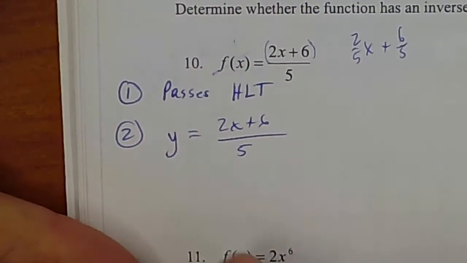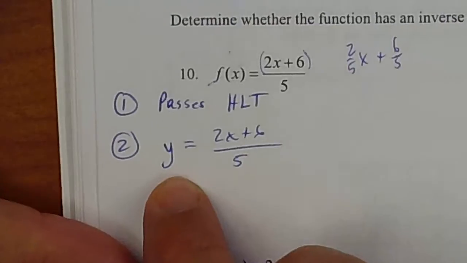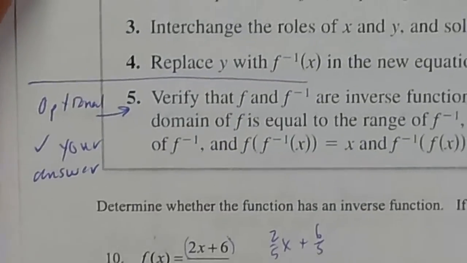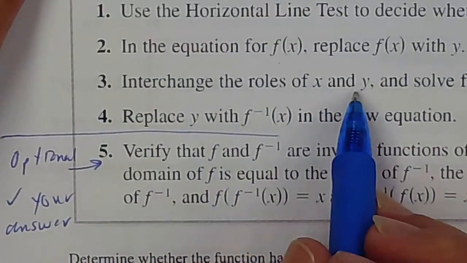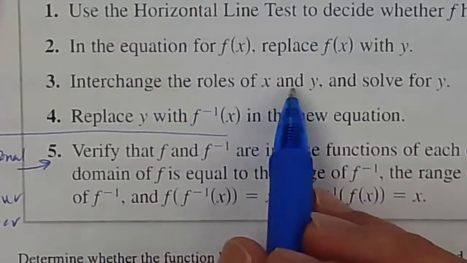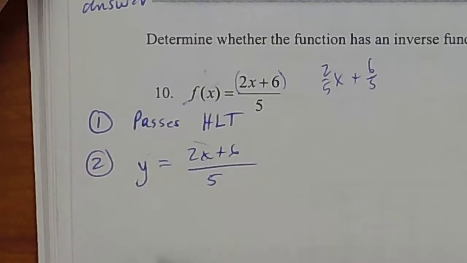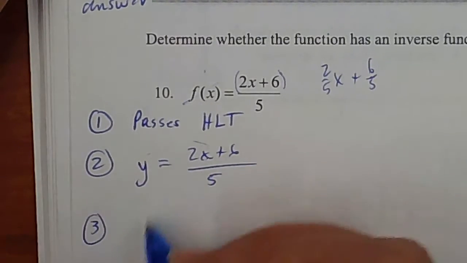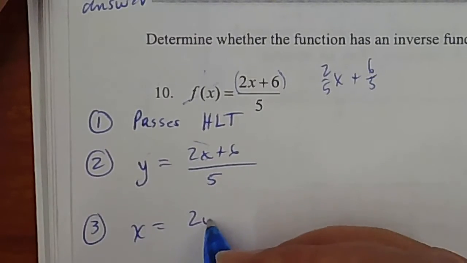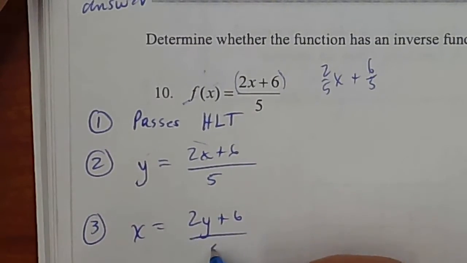All right. And step 3 fits right along with the beginning examples we did yesterday. Interchange the roles of x and y. Switch the domain and range, and then we have to solve for y. So this y is going to go over here in the x spot, and this x is going to go over here in the y spot. So x equals (2y plus 6) over 5.